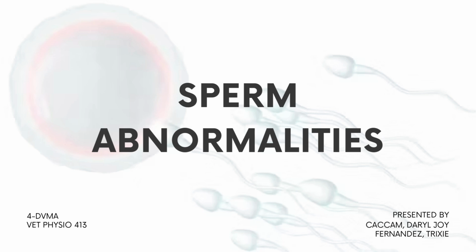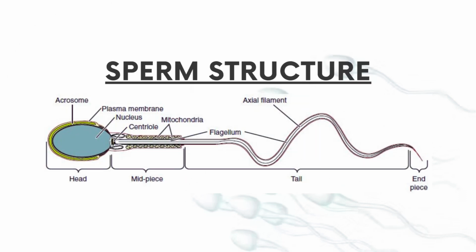Today's discussion will be all about the abnormalities or defects of the sperm of the bull, stallion, and boar. The sperm consists of the head, neck, middle piece, and tail, all of which are covered by a plasma membrane. The head consists of a cap-like structure called the acrosome, which contains digestive enzymes that help in the fertilization of the ovum. It also contains a condensed haploid nucleus.